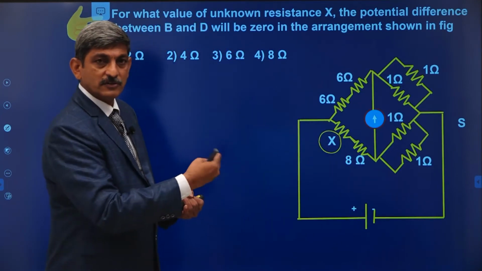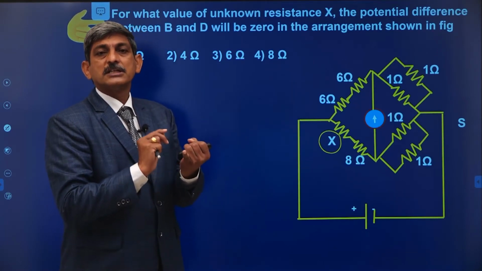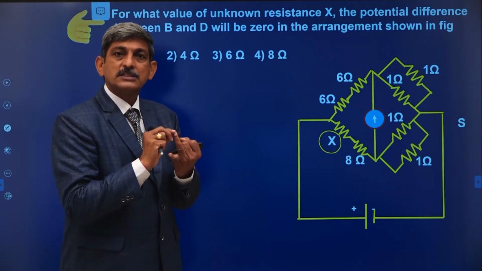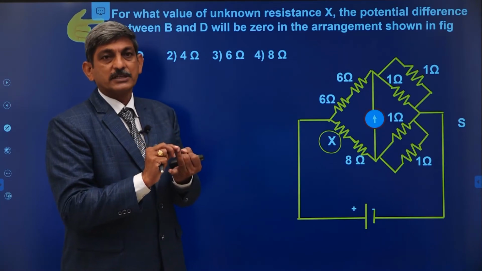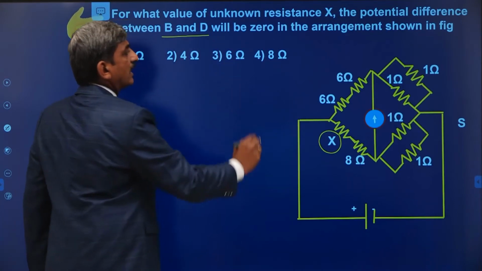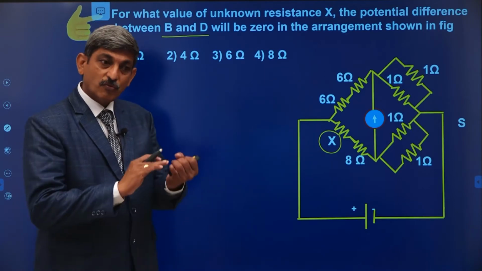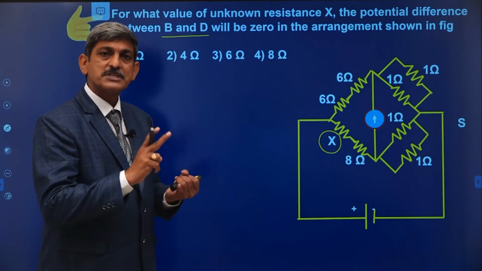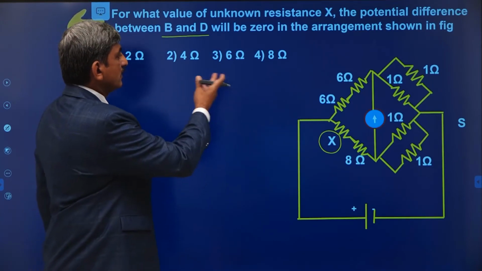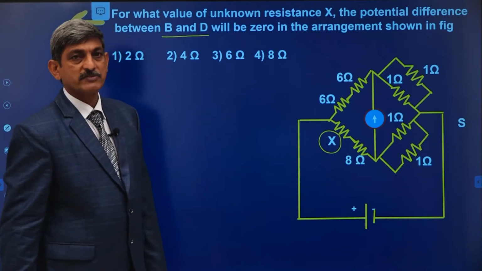See here, while we are studying the problems, in one problem it is mentioned that the current passing through the galvanometer is 0. In the second problem it is mentioned that there is no deflection in the galvanometer. In this problem it is mentioned that B and D are at the same potential or the potential difference is 0. Whatever the information given, that information is related to the balancing condition of the Wheatstone bridge. Now here, by applying the balancing condition of the Wheatstone bridge, we can find out the X value.